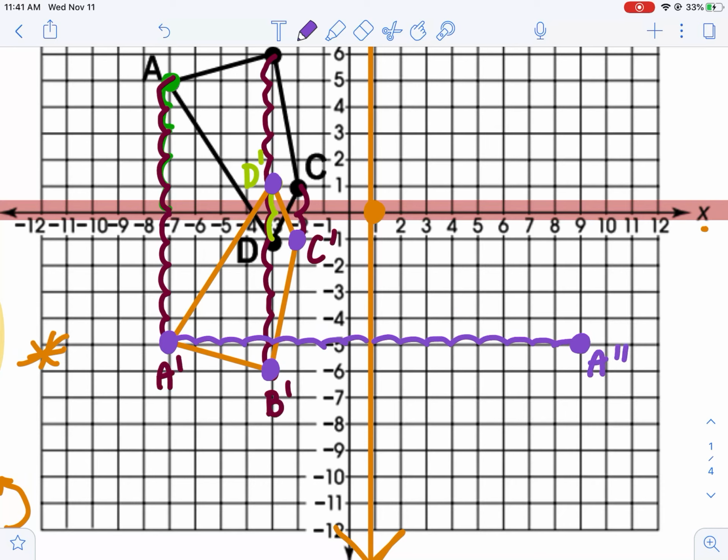There's A double prime. I'm going to do the same for B. It's 1, 2, 3, 4 away. Then I'm going to go 1, 2, 3, 4 away in the other direction. There's B double prime. C, it looks like 1, 2, 3 away. We count 1, 2, 3 to get C double prime. Here, D prime is 1, 2, 3, 4 away from x equals 1, so we're going to go 4 away in the opposite direction to get D double prime.